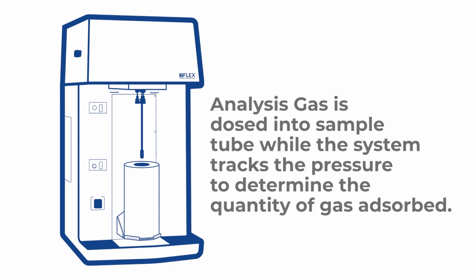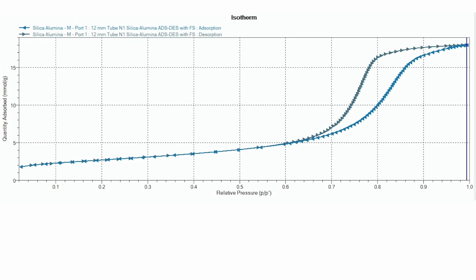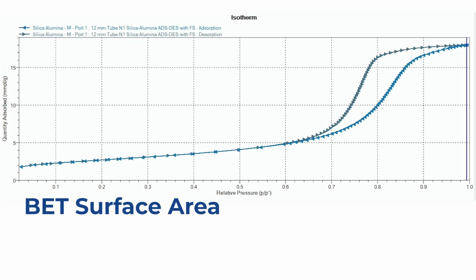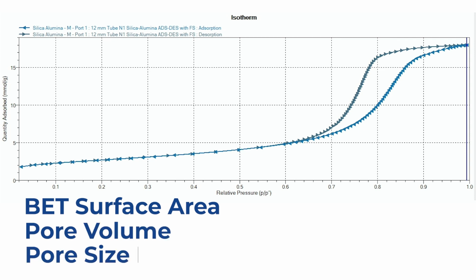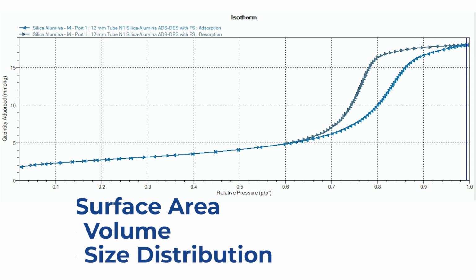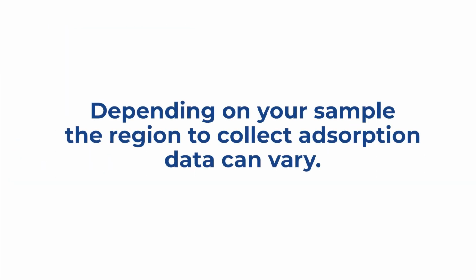Analysis gas is then dosed into the sample tube while the system tracks the pressure to determine the quantity of gas adsorbed. This is then plotted as quantity adsorbed versus pressure to develop an isotherm. From the isotherm, sample information such as BET surface area, pore volume, and pore size distribution can be determined. Depending on your sample, the region to collect adsorption data can vary.